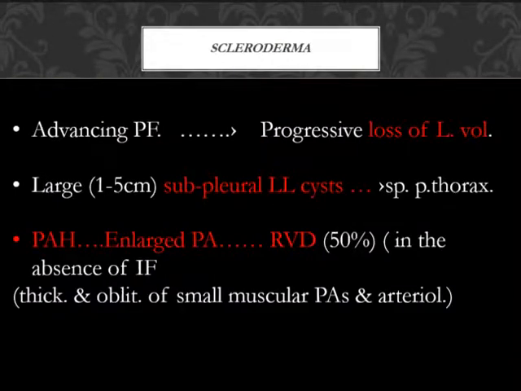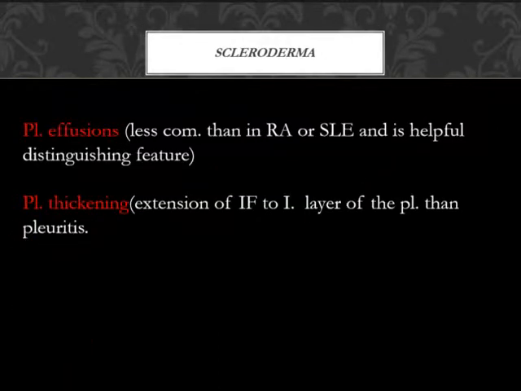With advancing fibrosis, there will be progressive loss of lung volume. We may see large subpleural lower lobe cysts with spontaneous pneumothorax. Again, pulmonary arterial hypertension may occur, like in rheumatoid arthritis and SLE. Pleural effusion is less common than in rheumatoid arthritis and SLE. It's a good distinguishing feature.